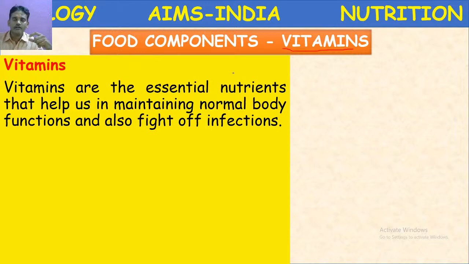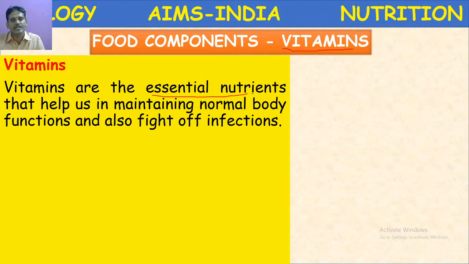Later, in 1912, Funk was the scientist who actually named vitamine. But what is the meaning of vitamin or vitamine? It is vital amines. Vital amines are present in this particular chemical substance. So these are essential nutrients. Vitamins are the essential nutrients.